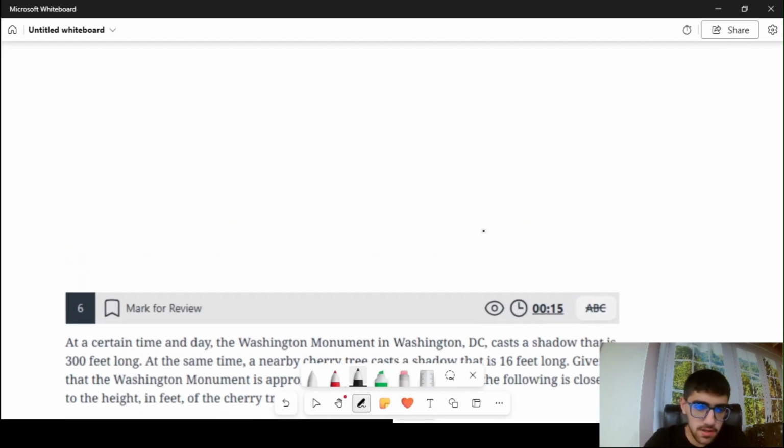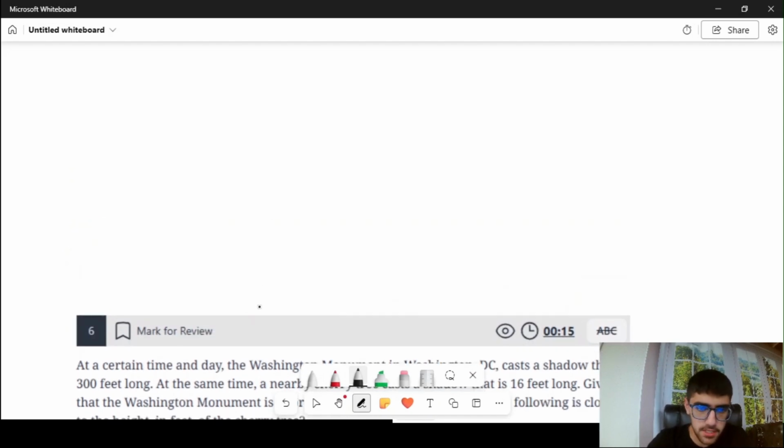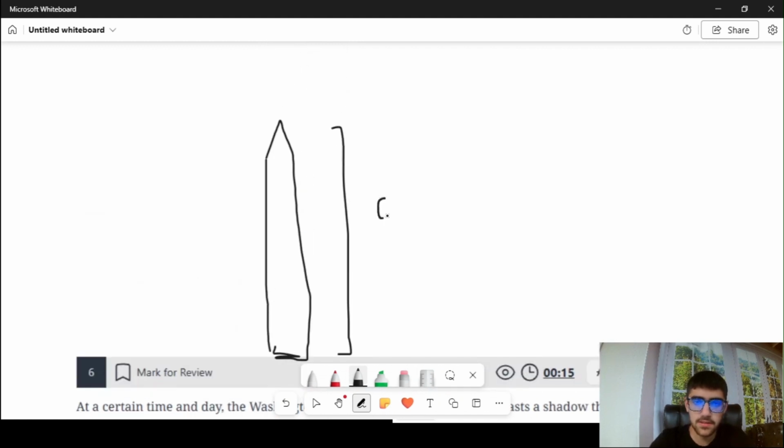And if it helps you guys, you could draw a diagram. So you could draw the picture. Let's say this line is the Washington Monument, like that. Okay. And this is how many feet? It told us that it is 555 feet. So 555 feet. We can imagine it as a triangle.